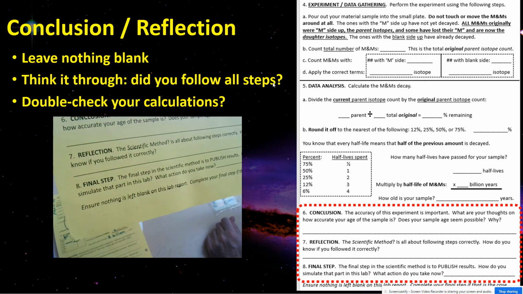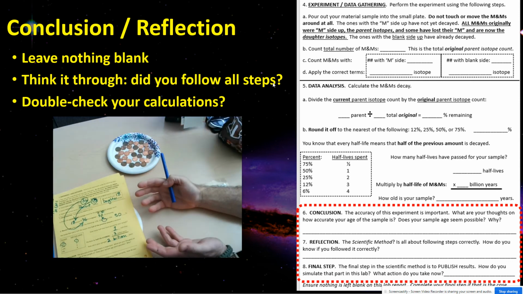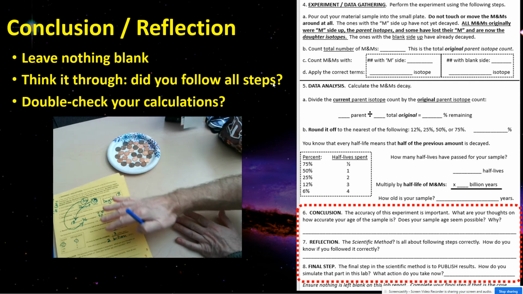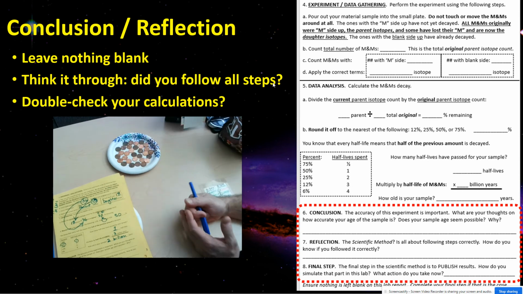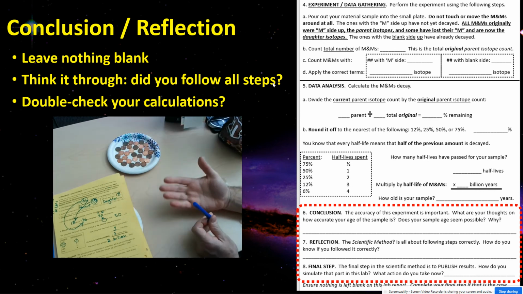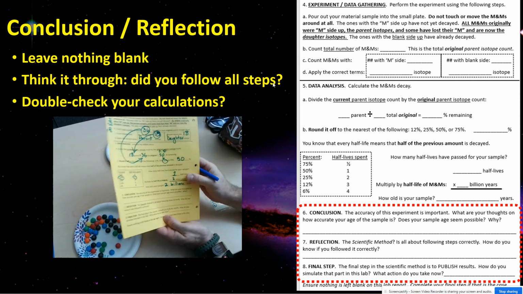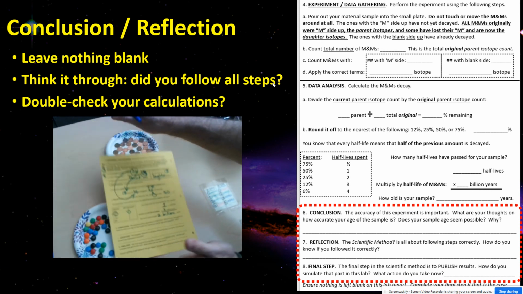The final step in the scientific method is to publish your results. If we were making a cure for cancer and we found the formula for something that cures cancer, we would publish it in an academic journal. We would get it out to the public that way. In this case, it's a high school science lab, so it's not going to be published in a magazine, but you still have to do something with your work.